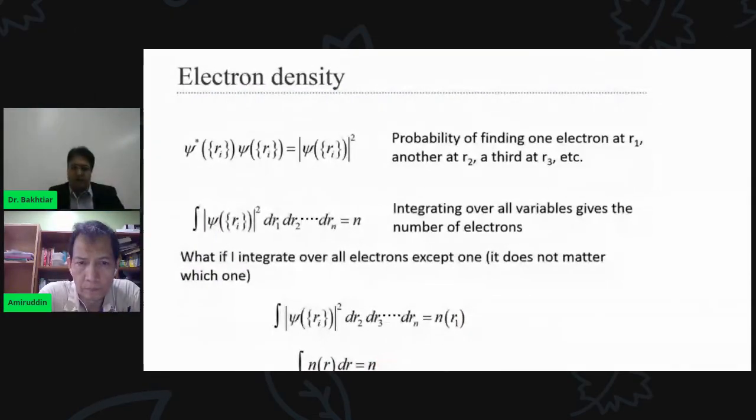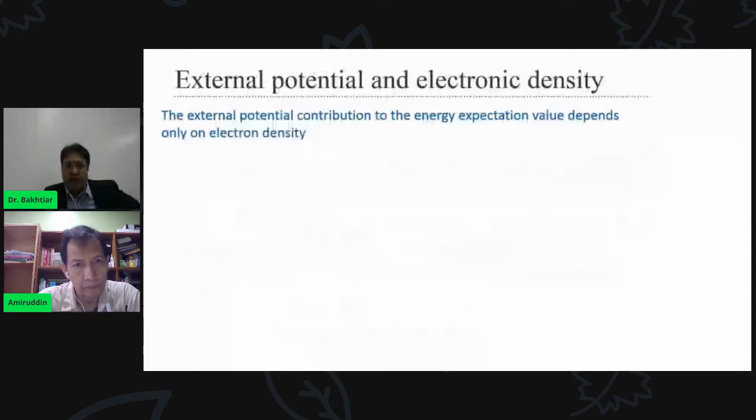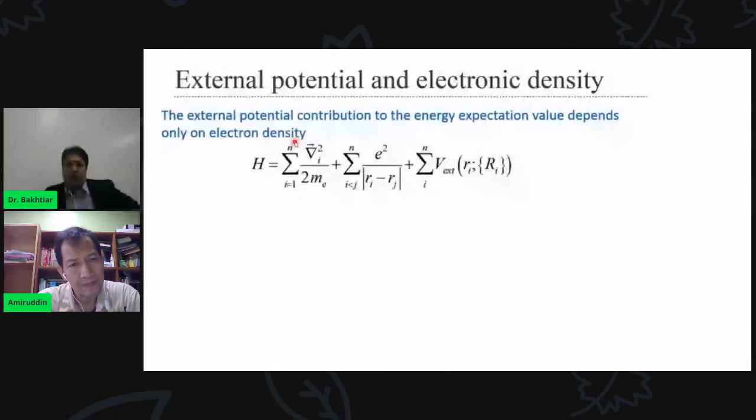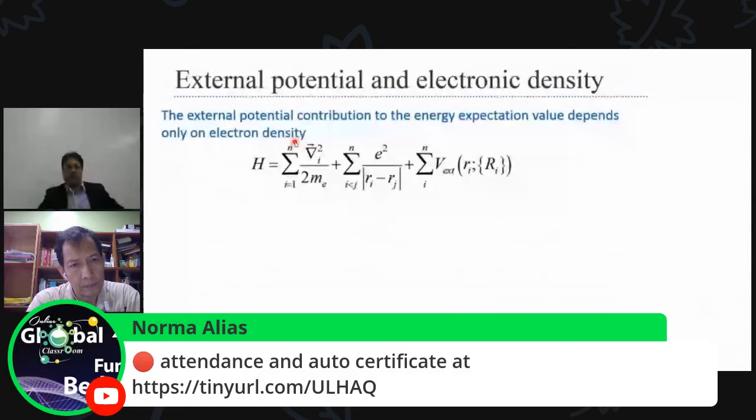And then before going to prove the Hohenberg-Kohn theorem, we will study the external potential and electron density relationship. We prove that the contribution of the external potential to the energy expectation value depends on the electron density. Now we know the Born-Oppenheimer Hamiltonian as this, which has the kinetic energy term, the electron-electron interactions, and the external potential terms.